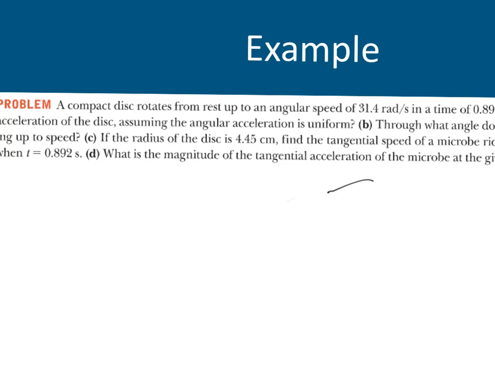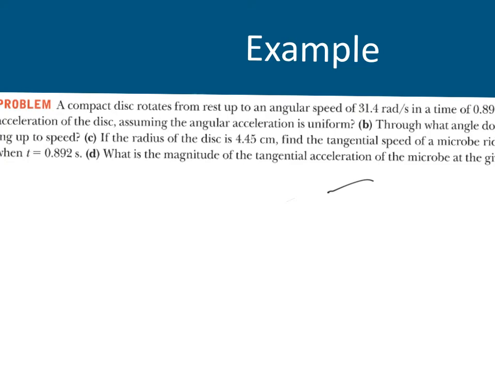Okay, so I apologize. Something happened to this slide, so the example looks a little weird, but I know what it says, so I'm just going to go ahead and read through it, and we'll go through the example. So it says a compact disk rotates from rest up to an angular speed of 31.4 radians per second in a time of 0.892 seconds. And they want us to find the angular acceleration of the disk. So we're going to do that first.